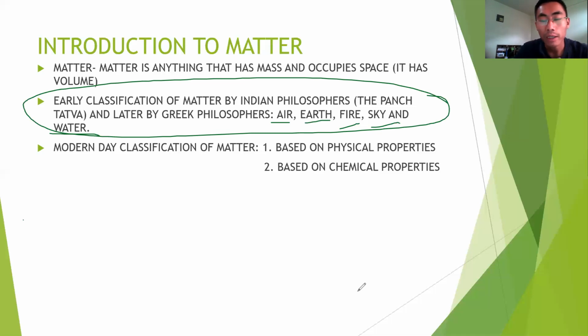This classification is very generic, in a way, because science is all about validating theories. So in order to understand matter in a better way, there had to be a more specific classification. Modern day scientists came up with 2 types of classification. The first one is based on physical properties, and the second is based on chemical properties. In this chapter, we will be studying the first one only, which is based on physical properties.